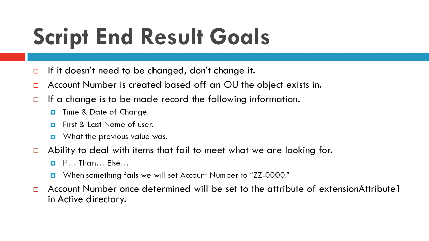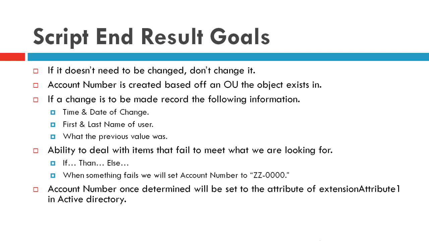The end result is going to be as follows. If it doesn't need to be changed, we're not going to change it. The account number is created based off the OU the object exists in. If a change is to be made, we're going to record it. And we're going to record the time and date of the change, the first and last name of the user, as well as what the previous value was and also what the new value is.